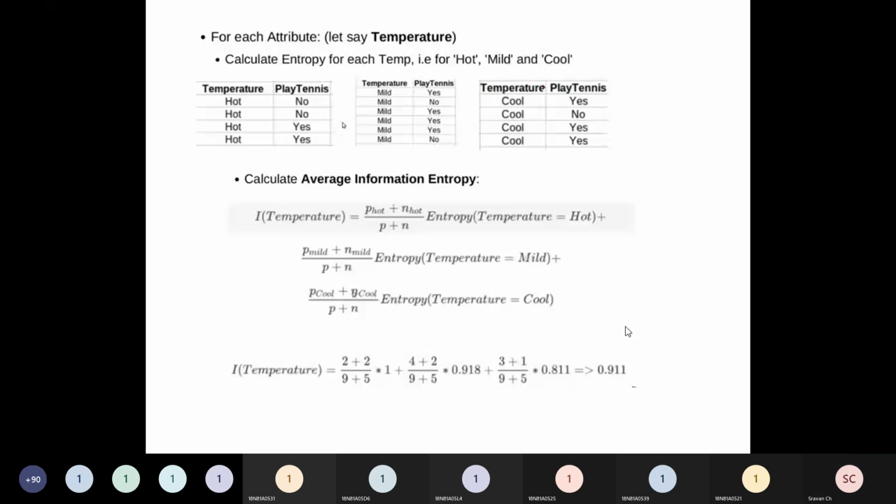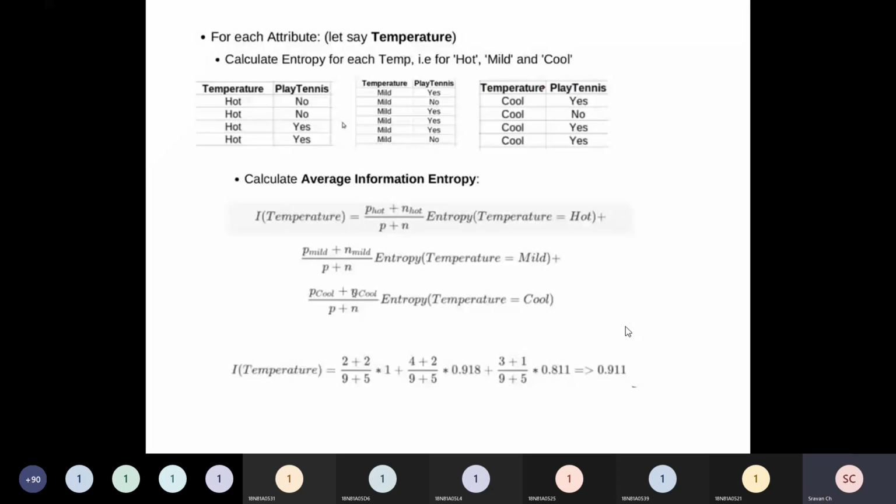See here, just like outlook, for temperature I am getting the subsets. So I will go to my main table, main data set. I will see how many different values for temperature are there. For temperature also I am getting three values. Temperature is hot, mild and cool.